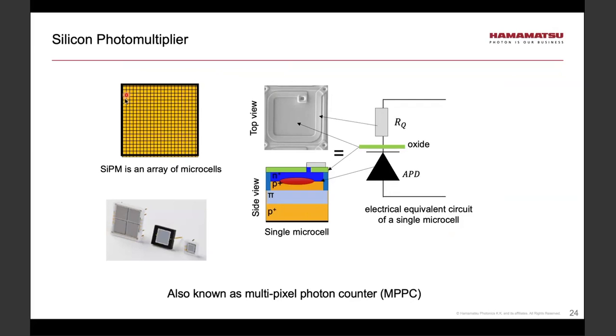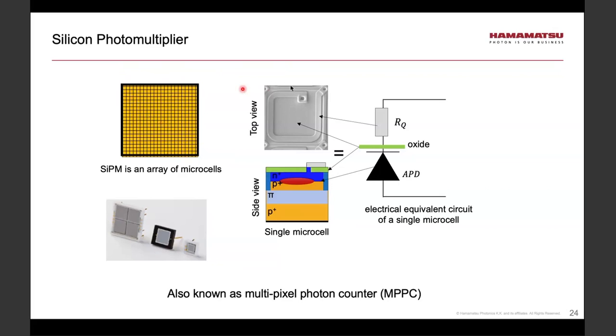But first, some details about the sizes. The size of a microcell, and you see here a top view of a single microcell, will range from 10 by 10 microns to about 100 by 100, depending on the design. And the active area will range from about 1 by 1 millimeter to 6 by 6. These are the currently available ranges for these sizes. The number of microcells will be from several hundreds to tens of thousands.